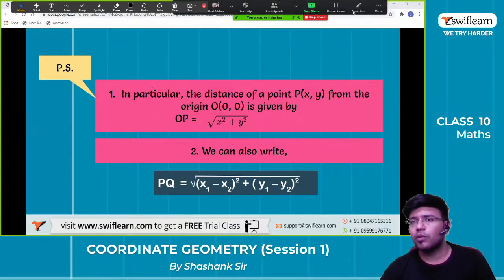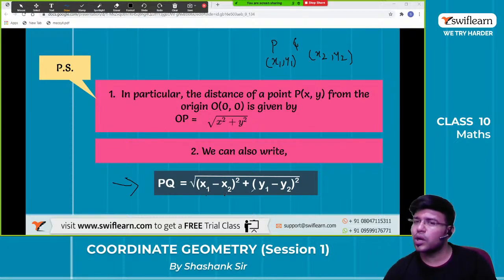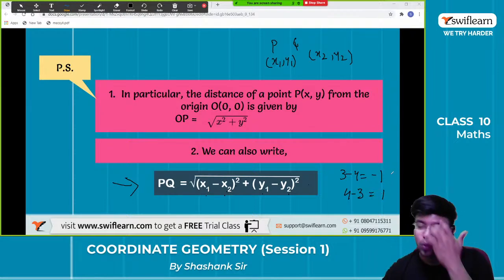So, what if we interchange? Instead of writing x1 and y1 for the first point and x2 and y2 for the second, can we write the distance formula like this: square root of x1 minus x2 square plus y1 minus y2 square? Yes, still we can write, no matter what. See, 3 minus 4 is minus 1. 4 minus 3 is 1. Take the square of this. Both answers will be the same.